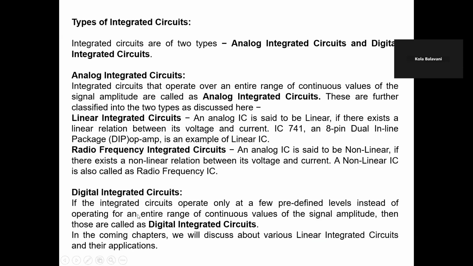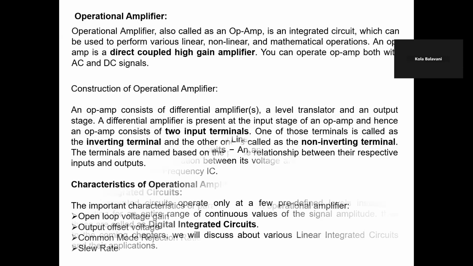Coming to digital ICs. Digital ICs work on only zeros and ones, meaning that the input may be either 0 or 1. But analog ICs have continuous input signals, analog in nature. So our IC comes under analog IC, also called linear IC.